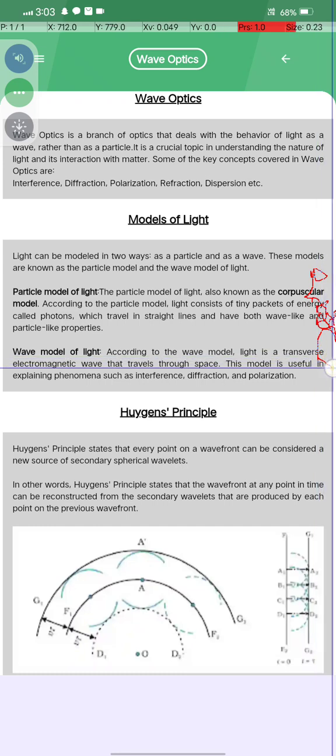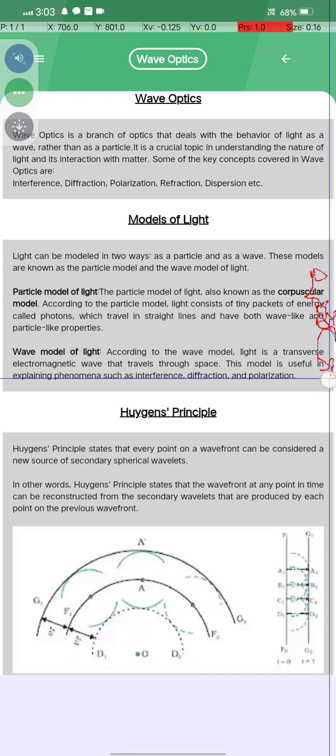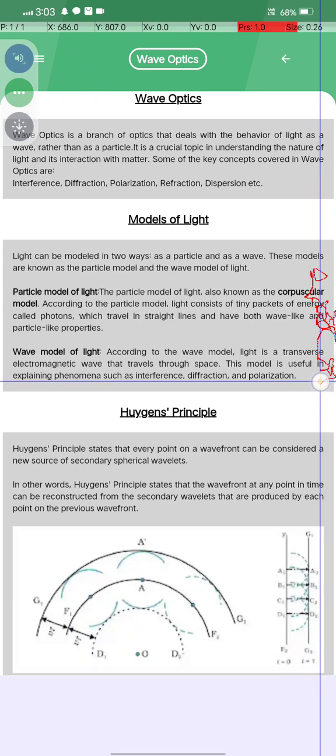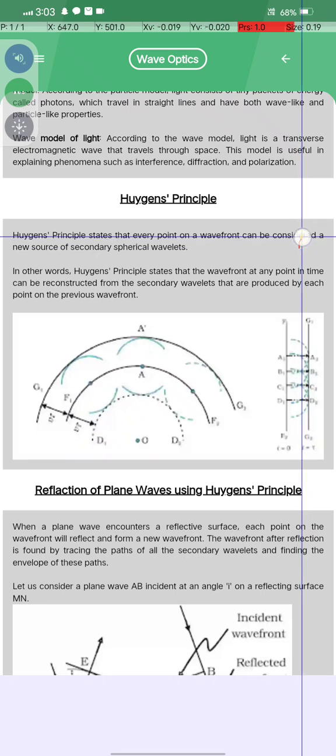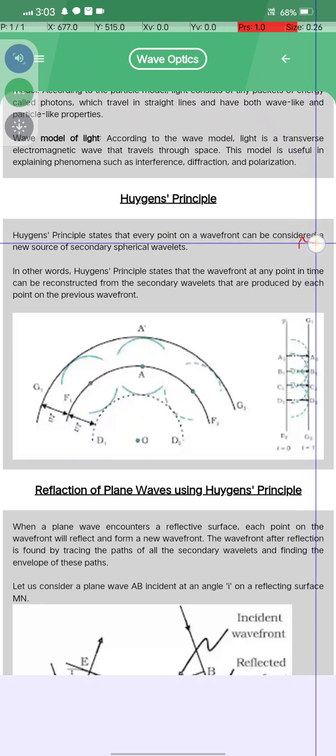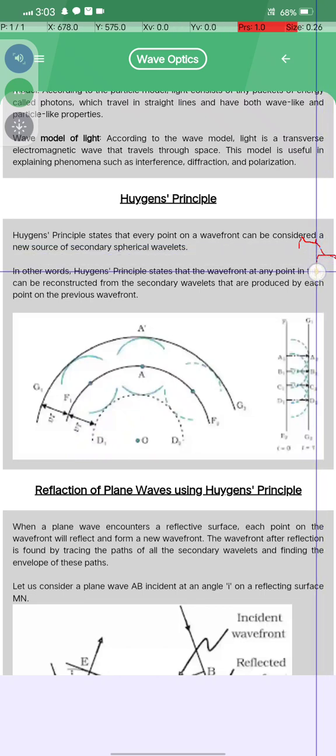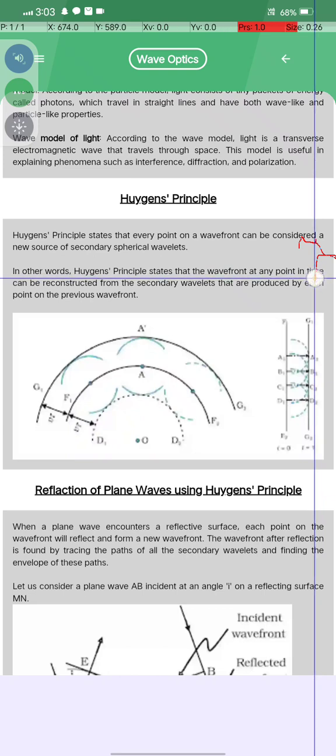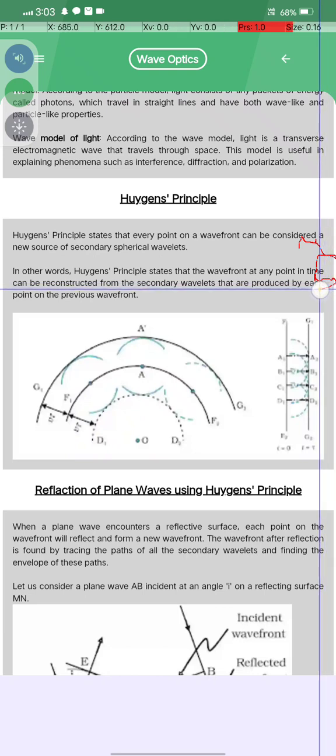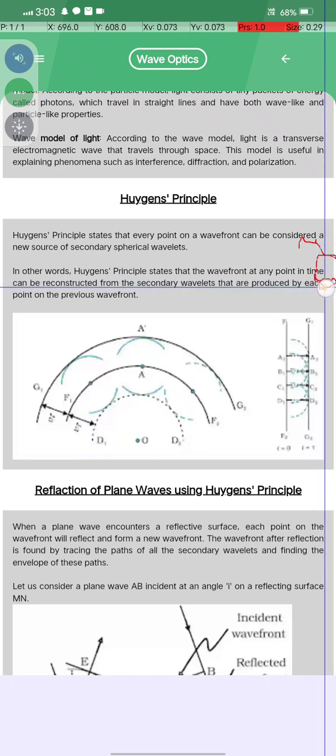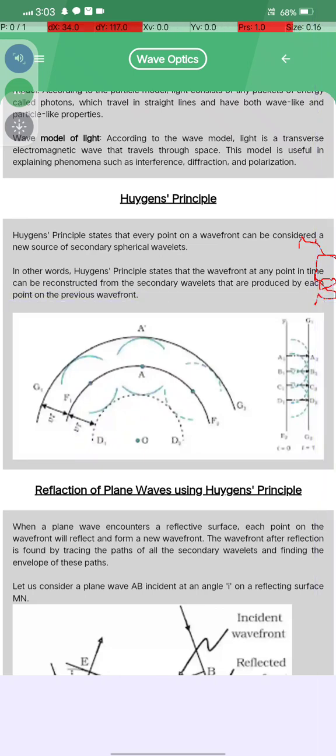According to the wave model, light travels as a transverse electromagnetic wave through space, and this model is useful in explaining phenomena such as interference, diffraction and polarization. Huygens principle क्या कहता है? Huygens principle states that every point on a wavefront can be considered a new source of secondary spherical wavelets. In other words, the wavefront at any point in time can be reconstructed from the secondary wavelets that are produced by each point on the previous wavefront.